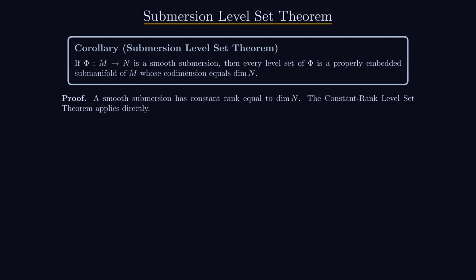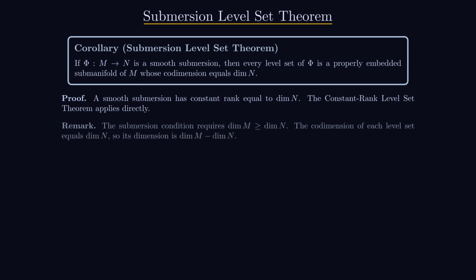The submersion condition requires the dimension of M to be at least the dimension of N, since the differential from T_p M to T_phi(p) N can only be surjective if the domain dimension is at least the codomain dimension. With codimension equal to the dimension of N, the dimension of each level set is the dimension of M minus the dimension of N.